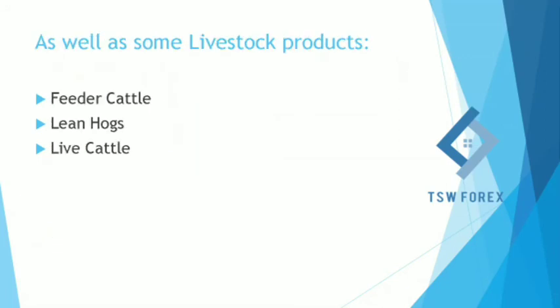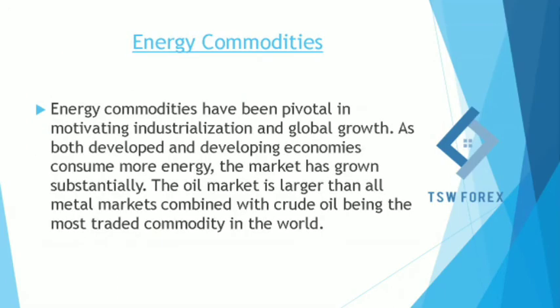Of course, we have livestock products as well, which are feeder cattle, lean hogs, and live cattle. Those are the agricultural commodities.